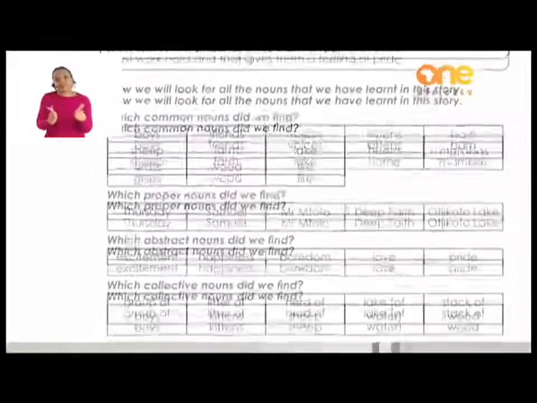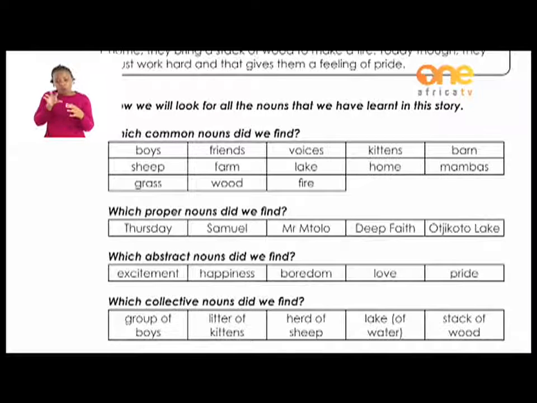All right, now we are going to look at all the nouns that we have learned in this story. I have done it for you, okay? With this activity, I have given you the answers. First question says, which common nouns did we find? There are boys, friends, voices, kittens. All right? The next one says, which proper nouns did we find? Thursday, Samuel, Mr. Muntolo, Deep Faith, or Chikoto Lake. You can see that the proper nouns are written with capital letters.